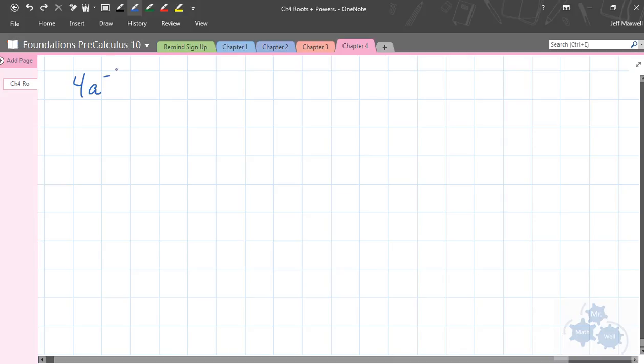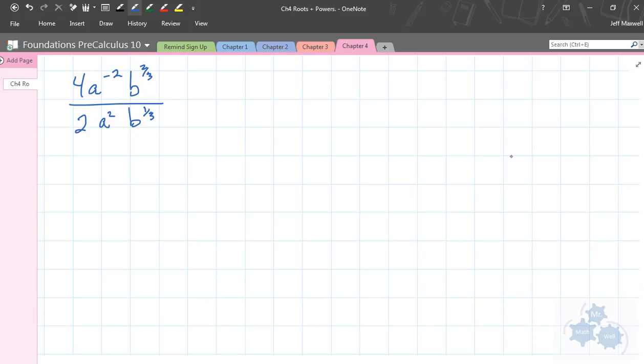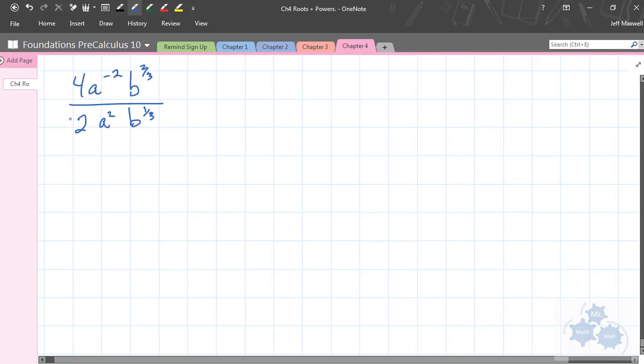So this is 4a to the negative 2b to the 2/3 divided by 2a squared b to the 1/3. Okay, go ahead and take a minute to do that. Okay, use your exponent laws to simplify this bad boy up here. Two over three.